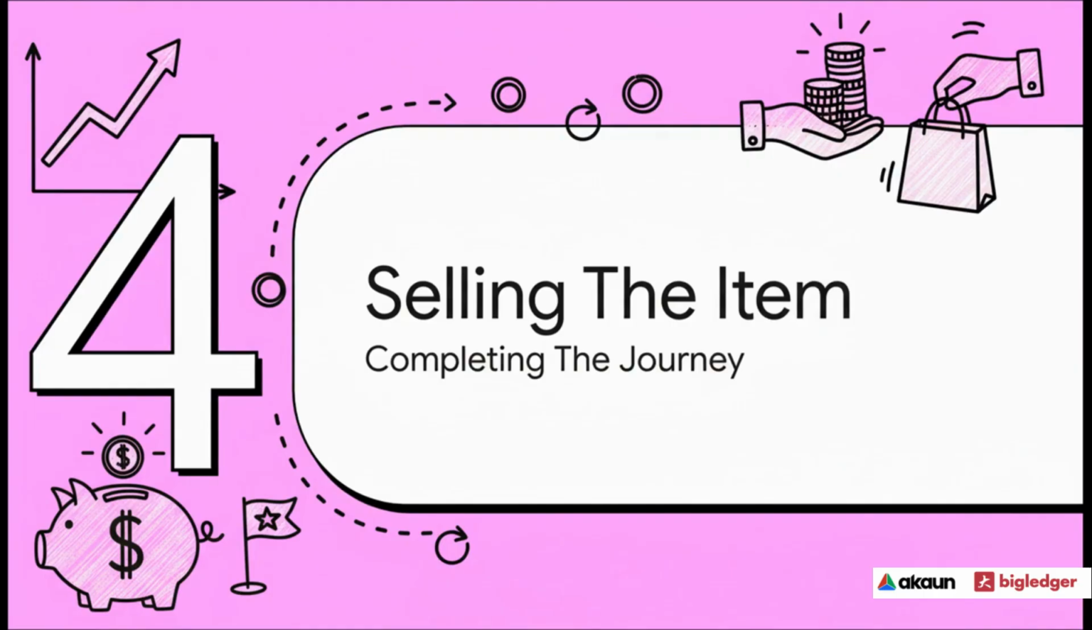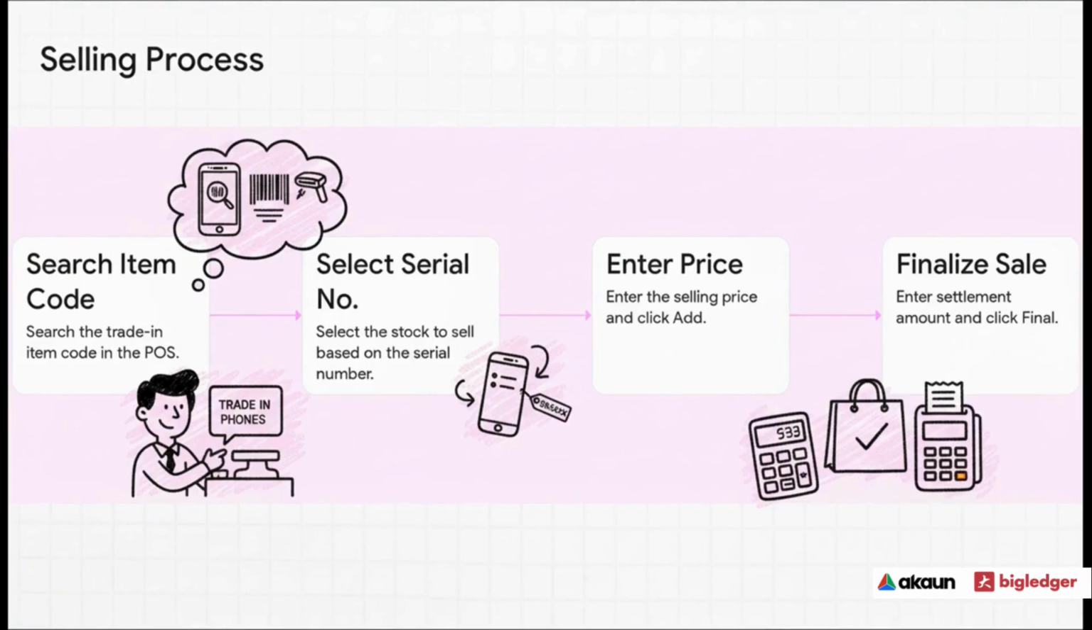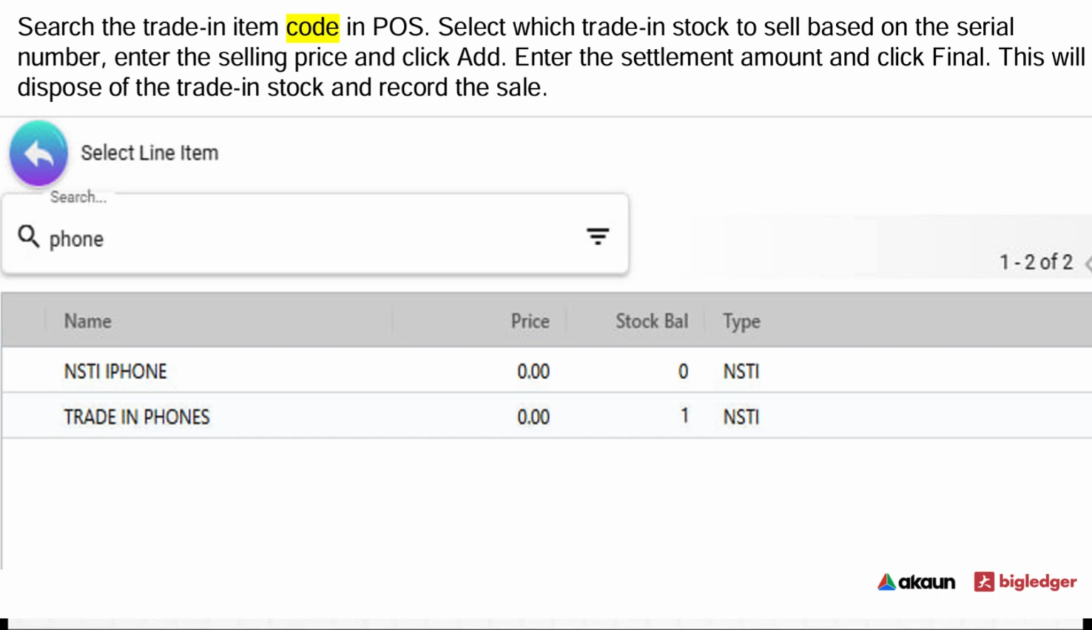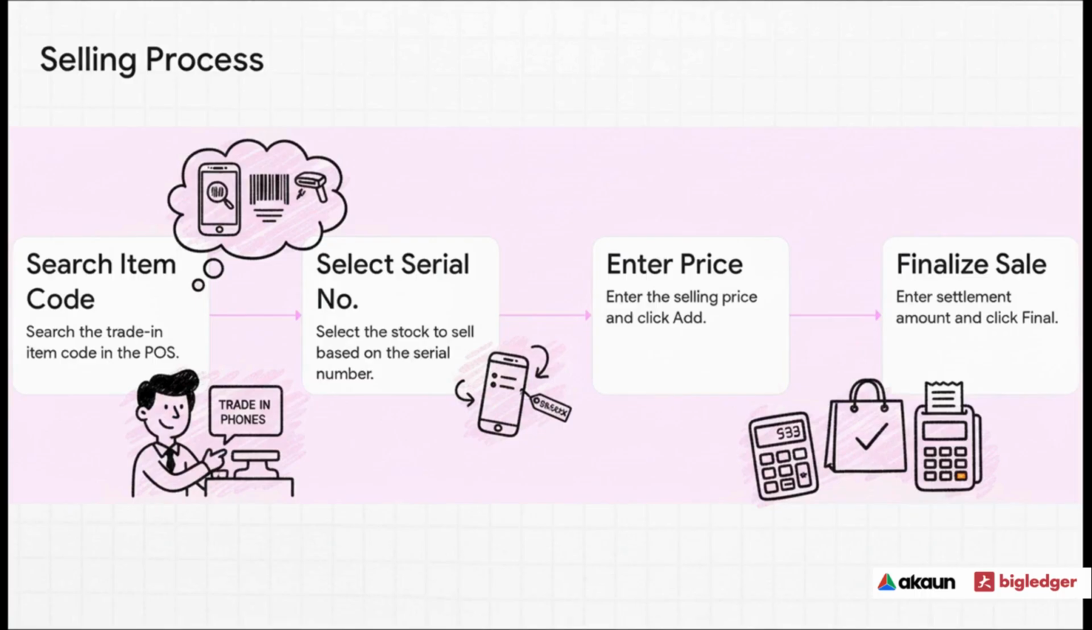Let's see how you sell that specific trade-in item and complete its journey with your business. Selling it is just as easy. The cashier searches for that same master code, trade-in phones, and right away the system will ask them to pick the specific serial number they're selling. They just pop in the selling price, add it to the bill, and finish the transaction. It's clean, it's fast, and it makes sure you're always selling the exact unit you think you are.